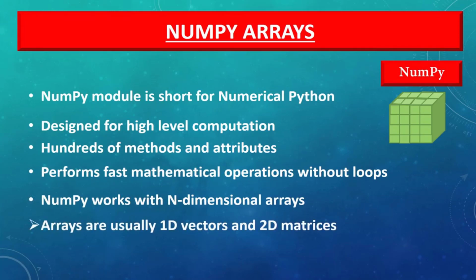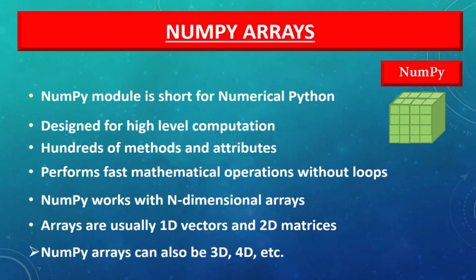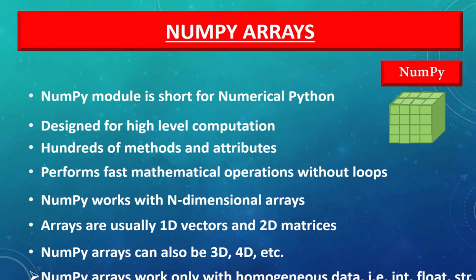Arrays are usually 1D vectors and 2D matrices. NumPy arrays can also be 3D, 4D, etc. And NumPy arrays work only with homogeneous data, so integers, floats, strings. It can't work with a mixture of different types of data, so they all have to be the same. Okay, so we're going to hop on to Jupyter Notebook and carry on from there.